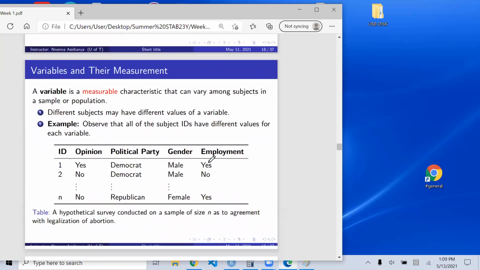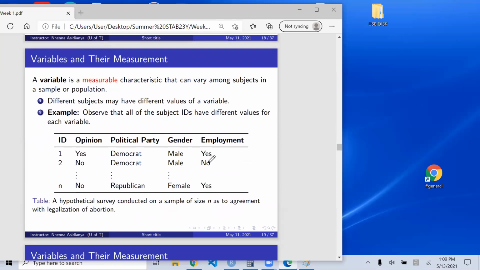Okay, so what is a variable? It's a measurable characteristic. So for instance, an obvious example of a variable would be something like your political affiliation. Are you a Democrat, Republican, Independent, right?